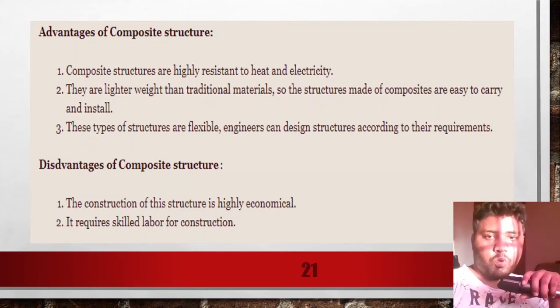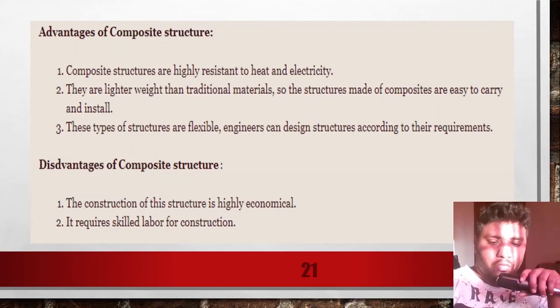and according to earthquake prone zones, the earthquake vibrations and waves, they will consider the design. According to the wind they will consider the design. So engineers consider all these things for the design. So it's very flexible when we go for composite structure. Some of the disadvantages are that construction of the structure is highly expensive, and we need highly skilled labor for construction.